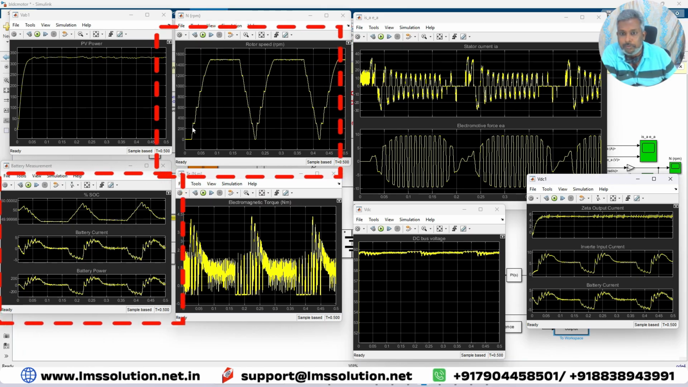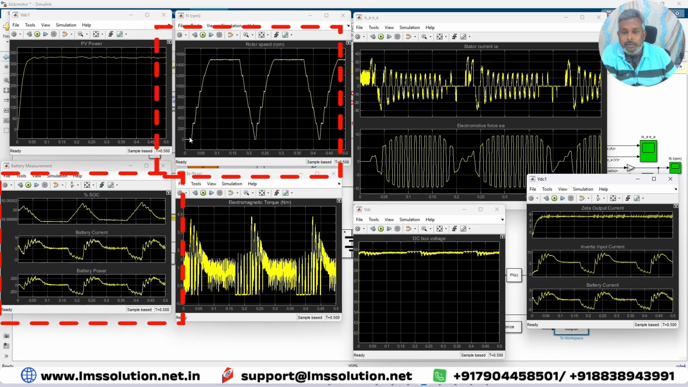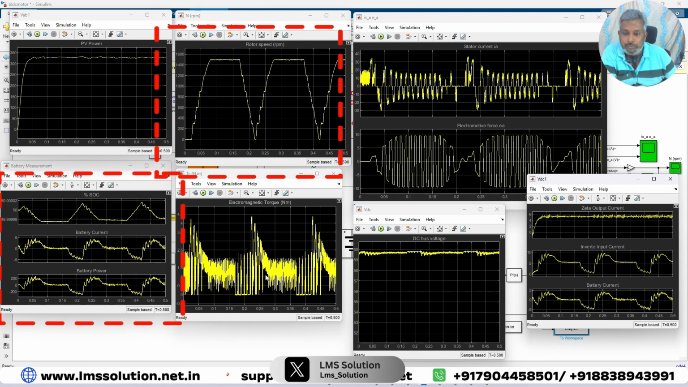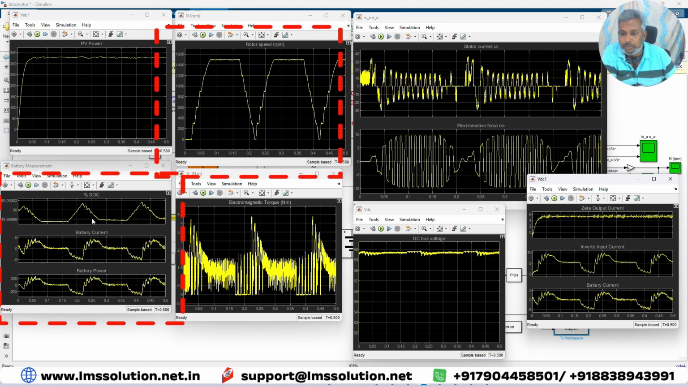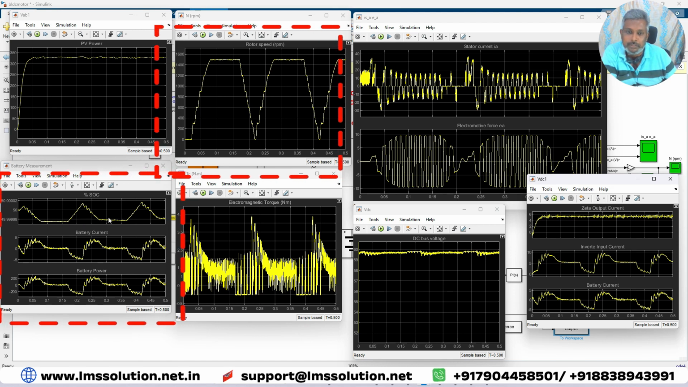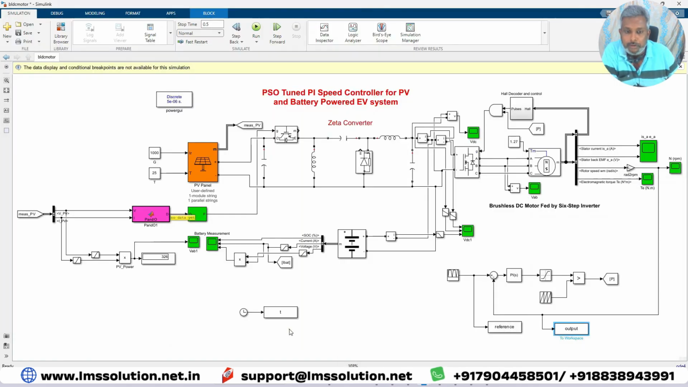This happens according to the power of the EV motor, the variation of speed in the EV motor, and torque also. The power of the EV motor varies according to the SOC, that means the battery goes for charging and discharging, or stays in idle condition. This is the working of this model: PSO tuned PI controller for a PV and battery powered EV system.